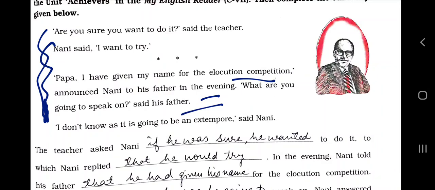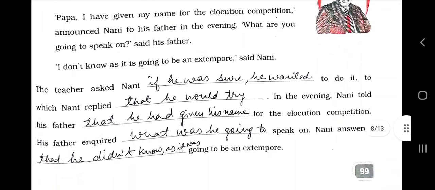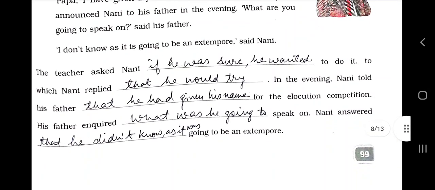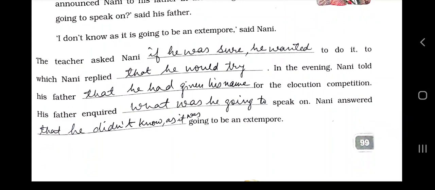Now see here, this has to be changed into reported speech. So mark how the sentences are being changed. The teacher asked Nani if he was sure he wanted to do it. He stands for Nani. To which Nani replied that he would try. In the evening, Nani told his father. Now see, this is all reporting verb.